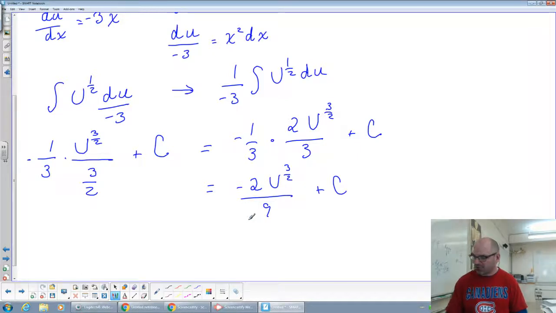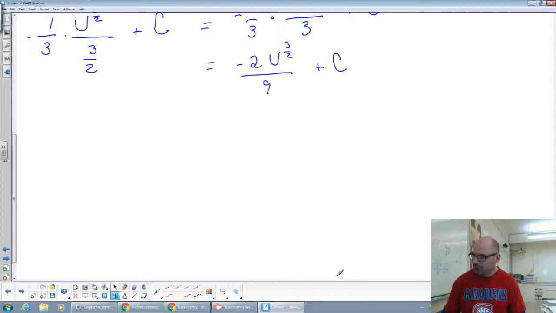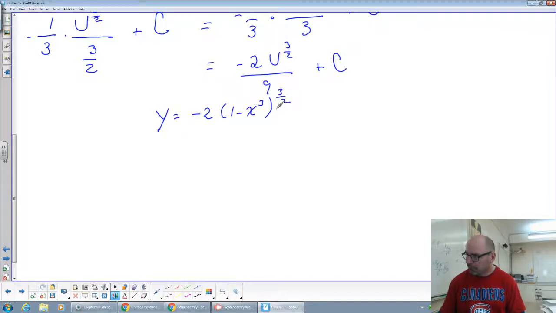Okay, and now we have to plug in the x value, which was 1 minus x cubed, back in for the u. So y equals negative 2 times 1 minus x cubed to the power of 3 halves, over 9, plus c.